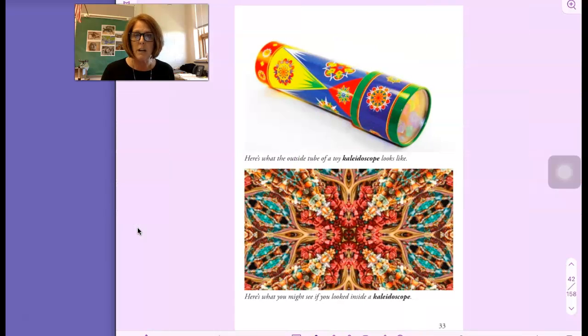So the bottom picture there is what you would see looking through the kaleidoscope, and you can usually turn the bottom and it changes designs.